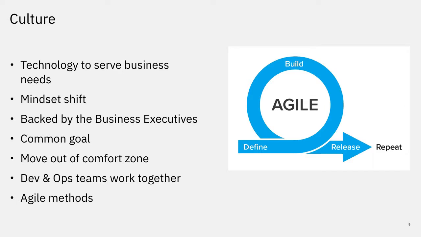First and foremost, culture. So there is a need for a mind shift here. The technology is to be seen as an enabler rather than the end goal, meaning technology should serve the business needs, and it's not the other way around. So we are not implementing DevOps for the sake of implementing DevOps. We are not implementing DevOps because it is the nicest and the coolest thing to do. We are implementing DevOps because it's a technology, it's a process improvement that actually serves the business need. And that's a mindset shift.